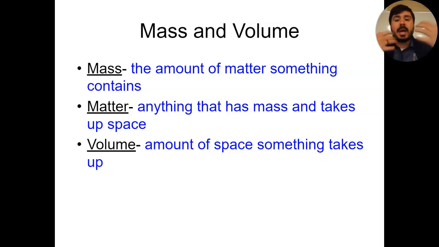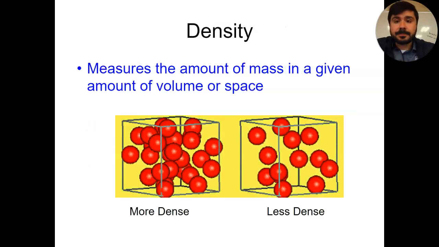The way I like to describe these things, specifically matter, is that matter is basically two things: mass plus volume. Matter is anything that has mass and takes up space. If you look at the definition of volume, volume is the amount of space something takes up. So mass plus volume equals matter. Matter, again, consists of two main things, mass and volume.